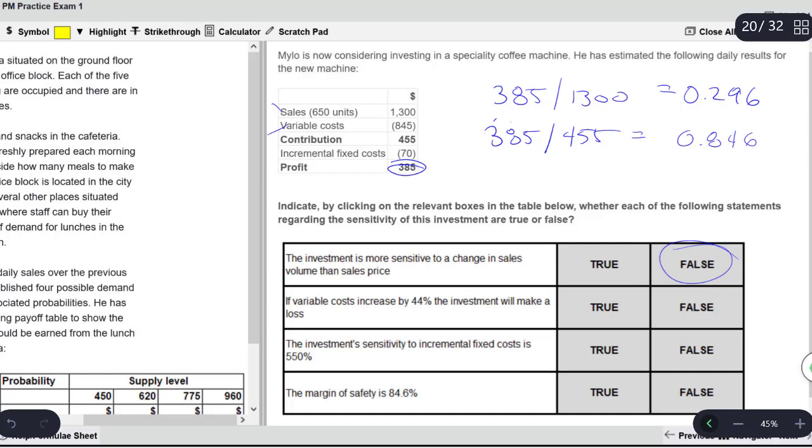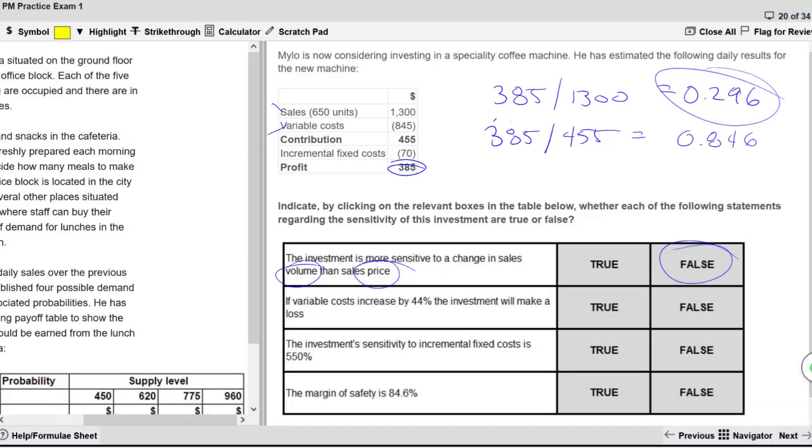The investment is more sensitive to a change in volume than price. Nope, we just proved that the investment is more sensitive to the price, the 29.6%.